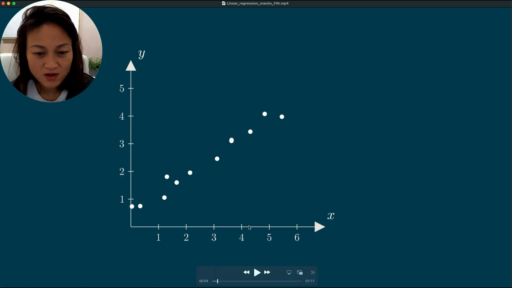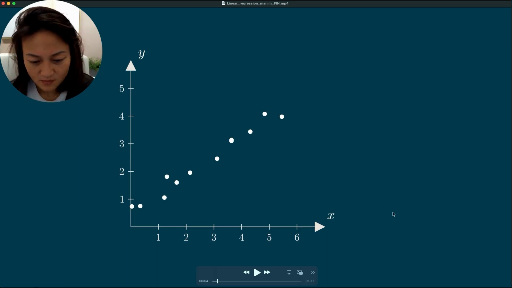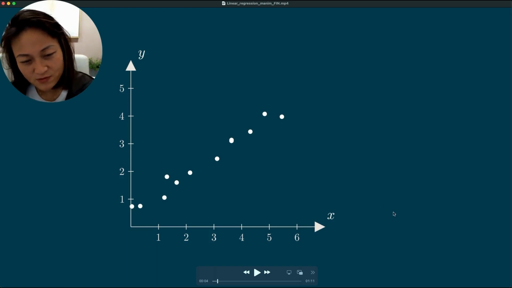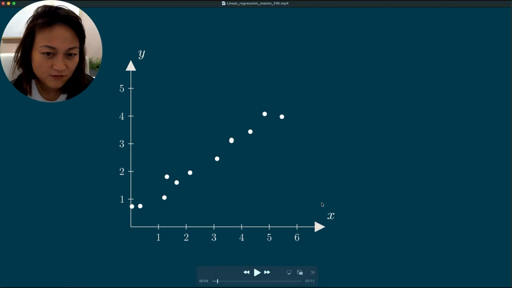So for example, if someone comes along and says 3, you want to be able to say, well, based on my model, maybe y is going to be something around 2.3. So just by eyeballing this very simple data set, we might say that kind of model that might fit this kind of data would be a straight line.